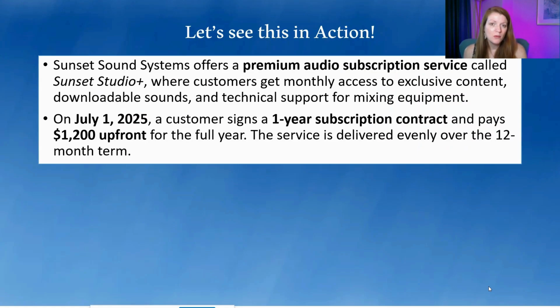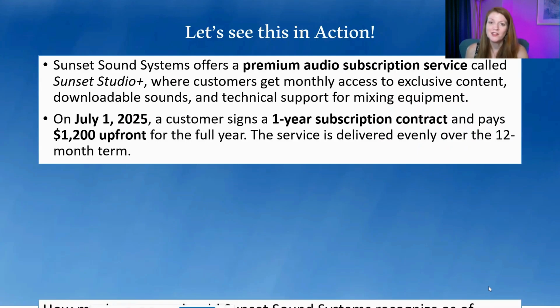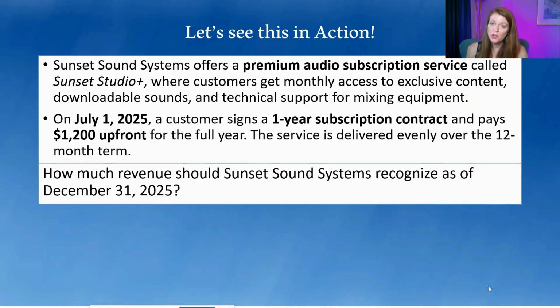So this is not one point in time. This is something that the buyer is going to consume over 12 months. They are going to get the benefit for it over the 12 months, not just at one set time. So how much revenue should Sunset Sound Systems recognize as of the end of the year?